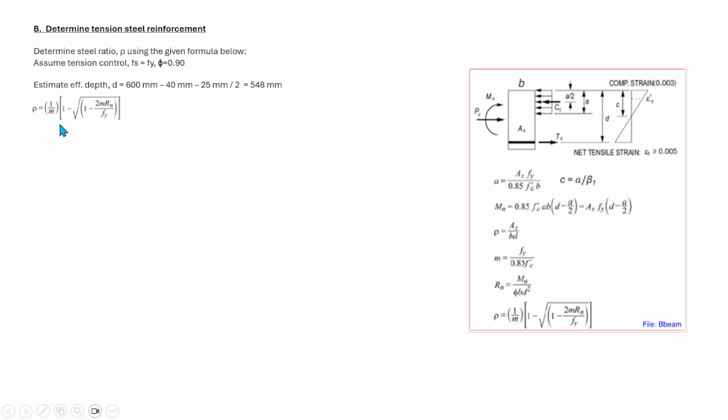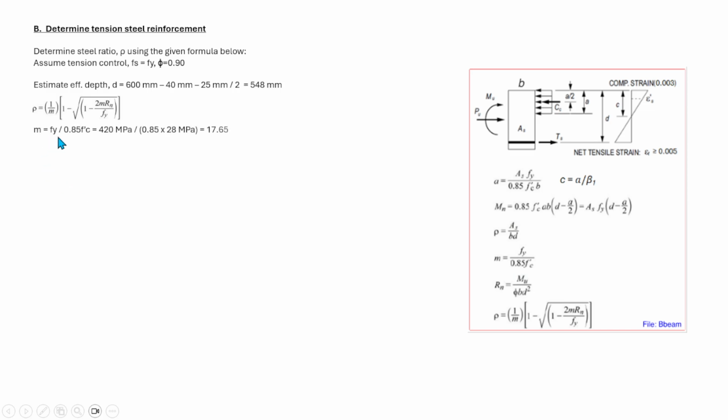So the steel ratio, based on the flexure formula: if we express this equation in terms of the steel ratio, we will come up with a quadratic equation. So to solve for the steel ratio, we need to first determine the value of m as well as the value of Rn. So let's proceed with our calculation.